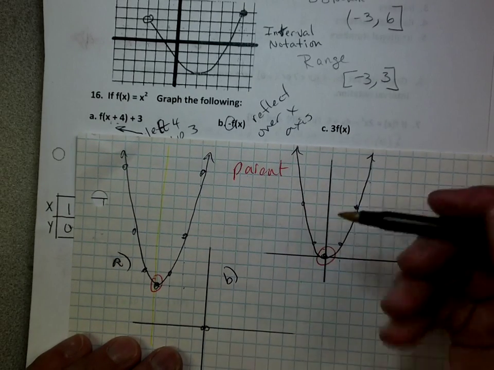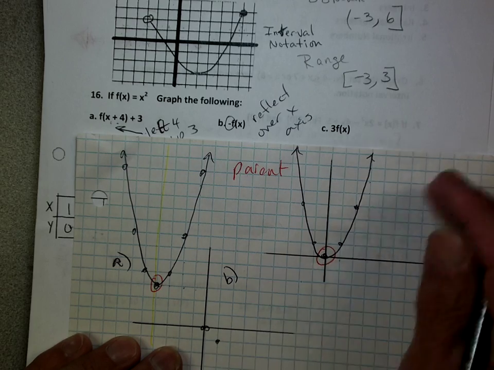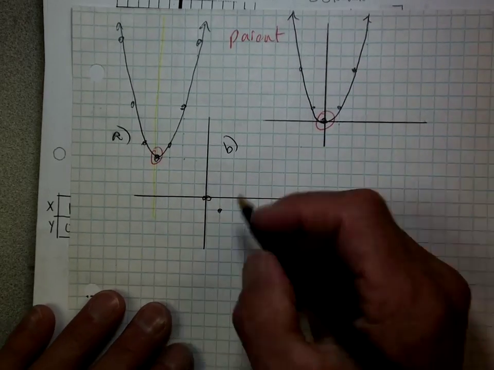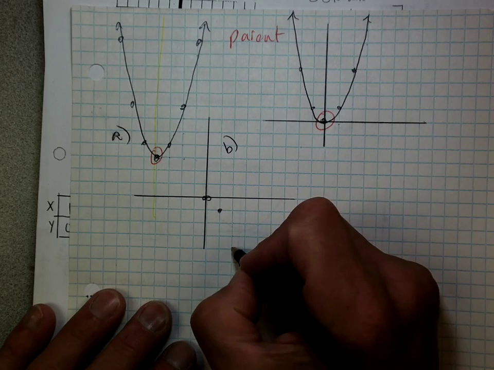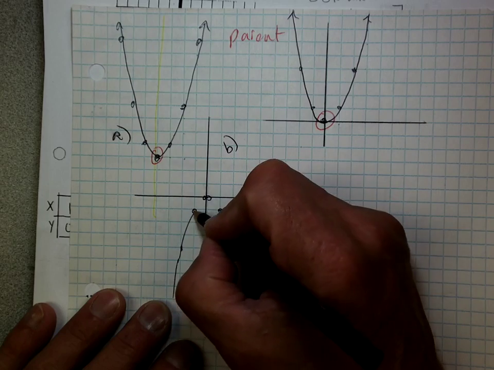0, 0. But instead of going 1, 1, I'm going to go 1, down 1. And 2, 4: I'm just going to go down 4. So I'm going to go down 1, 2, 3, 4. And of course it's symmetrical. There it is.